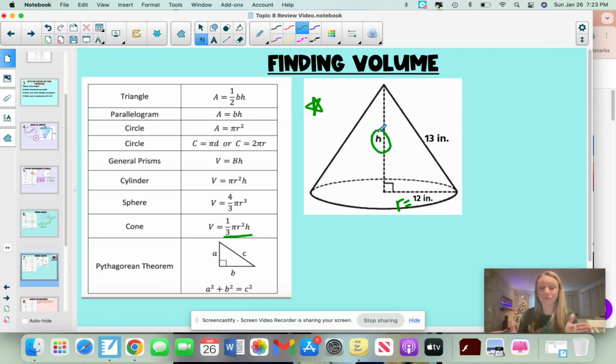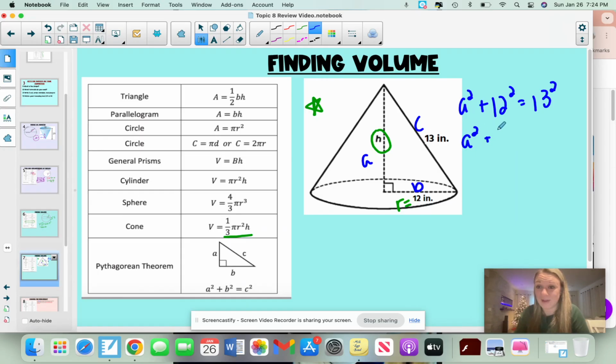That tells you that before you can do anything with volume, you're going to have to solve for that height using Pythagorean theorem because this is a right triangle. So you've got A, you've got B, and you've got C. So if I'm going to solve for that, I've got A squared plus 12 squared equals 13 squared. Hopefully this is a lot of review. You can also put those values into your calculator to simplify them.